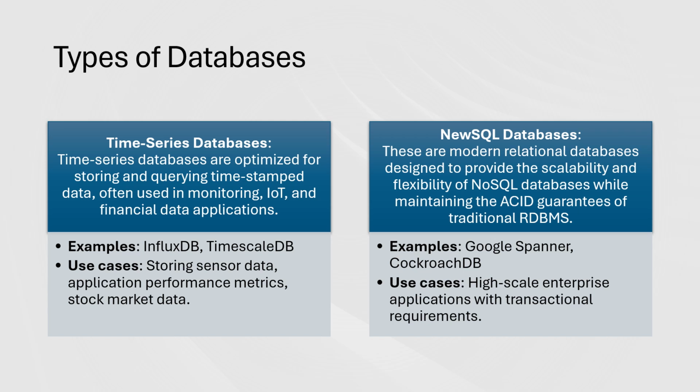Time series databases. You'll find this in use in stuff like the stock market and application performance metrics. They use this for financial data applications and also for the time stamping of this feature. NewSQL databases: Google Spanner, CockroachDB, just to name a couple of them, designed to provide the scalability and flexibility of the NoSQL databases, but they maintain the guarantees of the traditional DBMS.